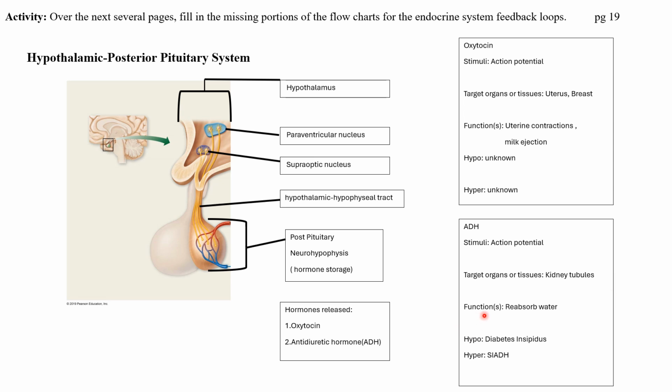So what is the function? To reabsorb water. What happens when there is hyposecretion of ADH? The condition is known as diabetes insipidus. When there is hypersecretion, the condition is known as SIADH, syndrome of inappropriate ADH secretion.